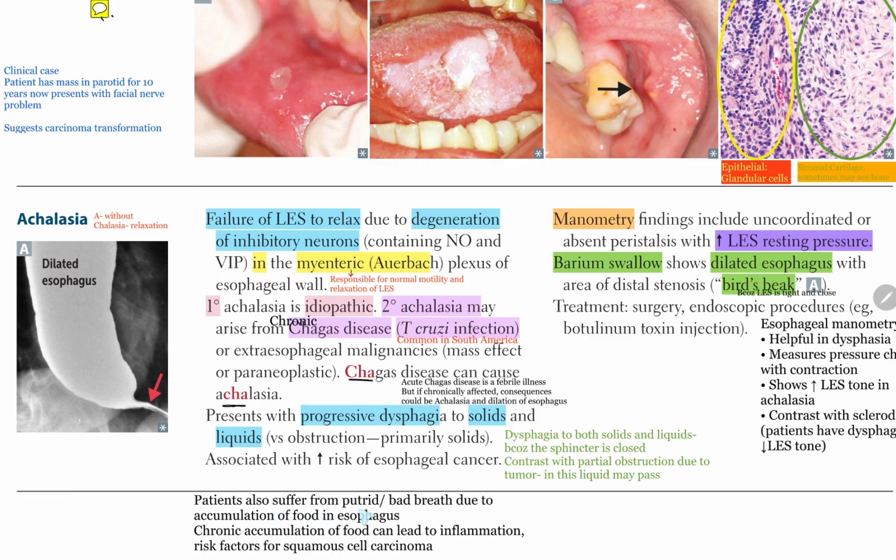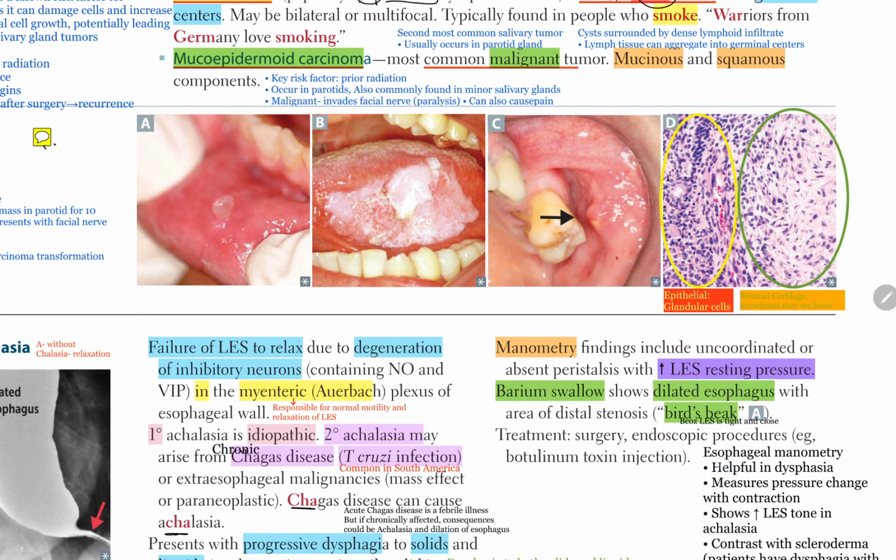Now, patients also suffer from putrid or bad breath. Putrid is known as bad breath. It can occur due to the accumulation of food in the esophagus, as the person is having dysphagia to both solids and liquids. Chronic accumulation of food can lead to inflammation, which is a risk factor for squamous cell carcinoma.